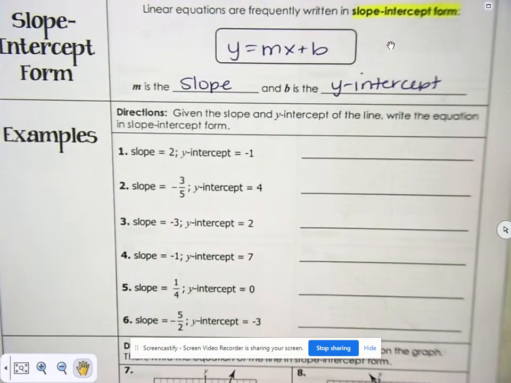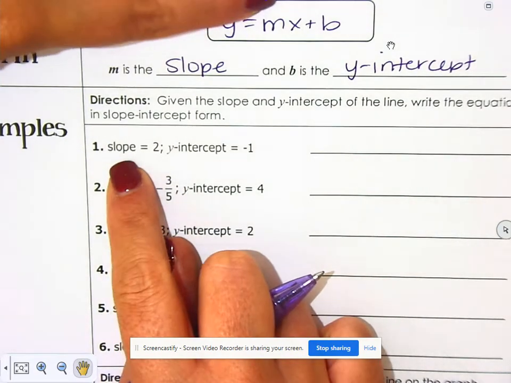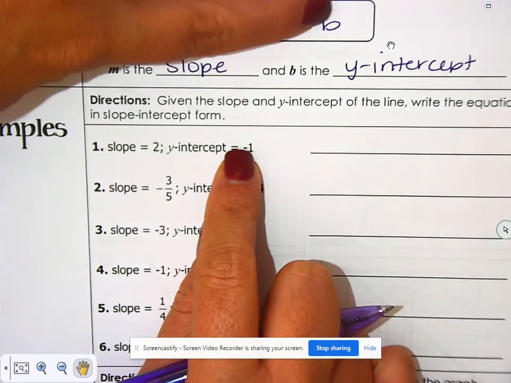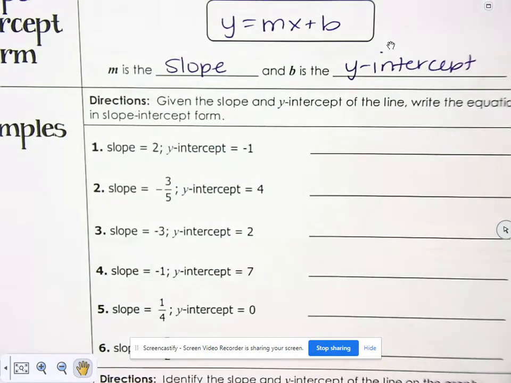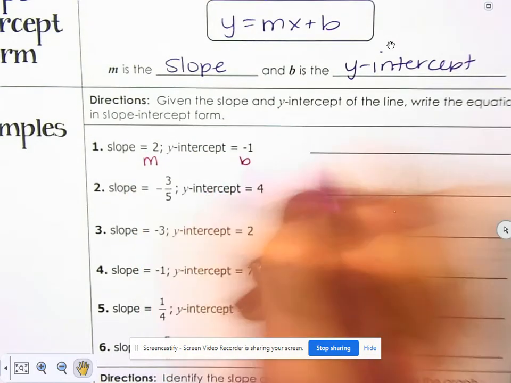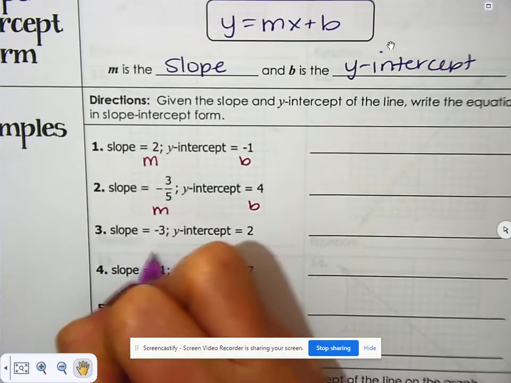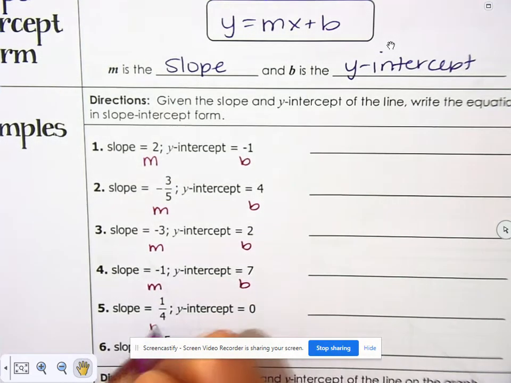Okay, so the first part of our notes, for first example, is going to be super duper easy. They're giving you both the slope, which we're going to put in for m, and the y-intercept, which we're going to put in for b. So literally every one of these is an M and a B. So this is going in for M, this is going in for B on every single one of these problems.